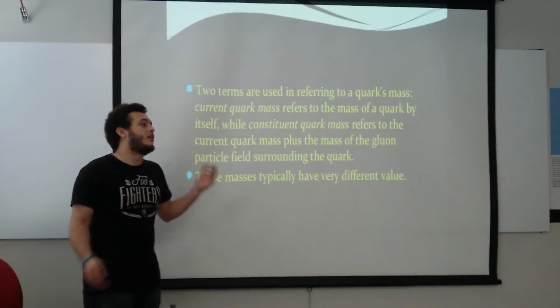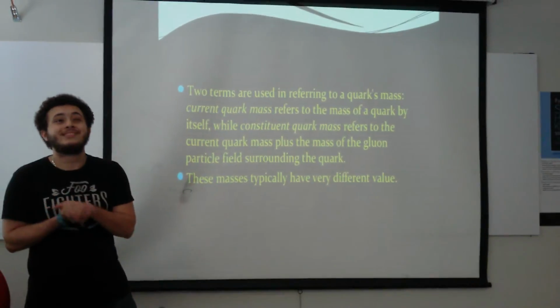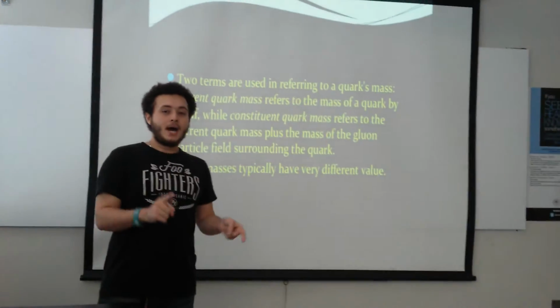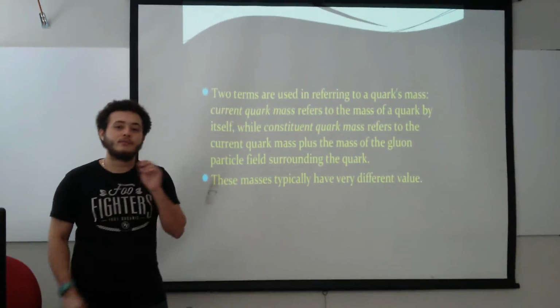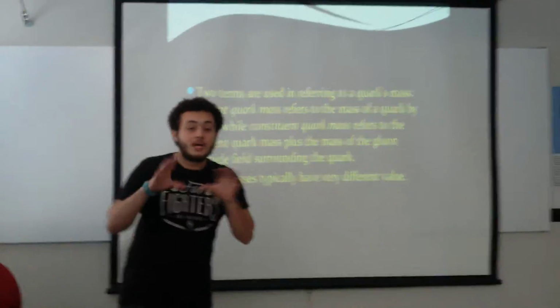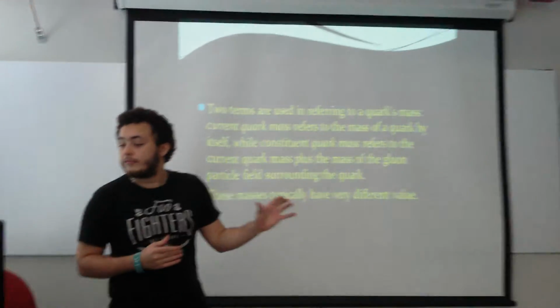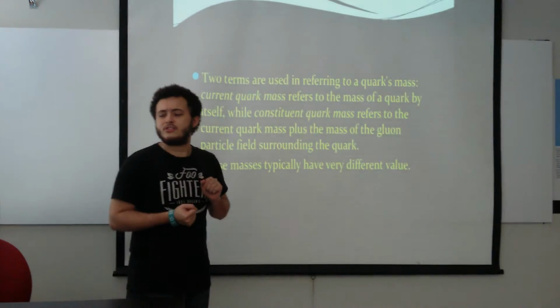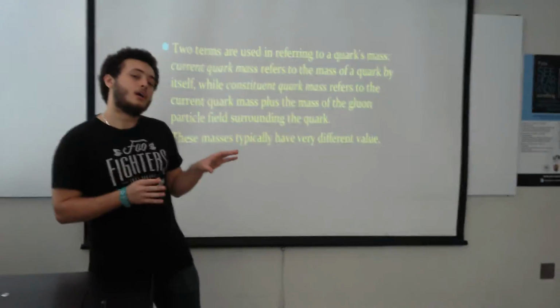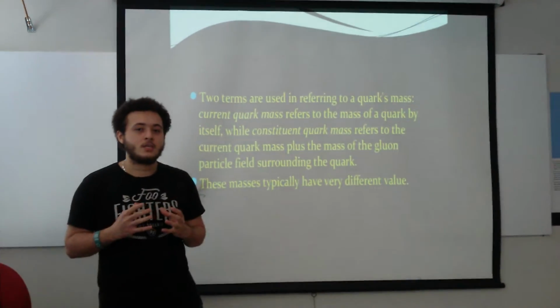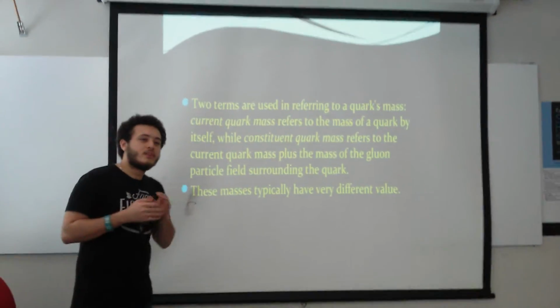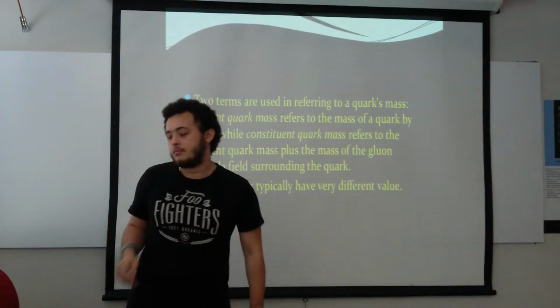And then the next characteristic, which is mass. Mass is divided into two types. One is called the current quark mass, which is just the mass of the quark itself. And then we have the constituent quark mass, which is the mass plus the gluons. I would say gluons are particles that help hold quarks together, but they're very, very small and they don't really count.